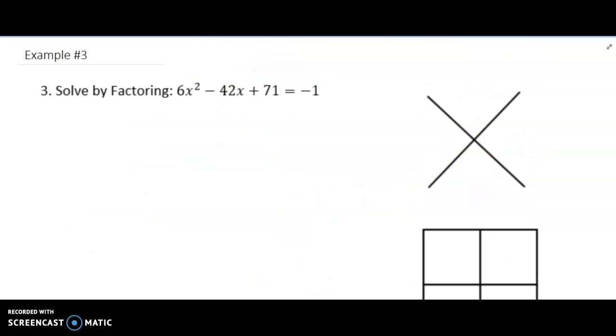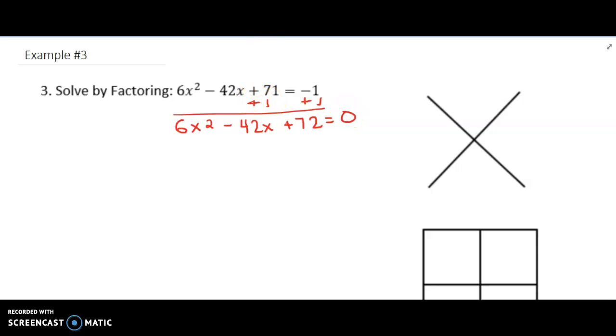Okay, let's look at example 3 now. All right, so I first notice it's not equal to 0, so I want to make it equal to 0. So all I'd have to do is add 1 to both sides. Okay, so 6x squared minus 42x plus 72 is equal to 0.